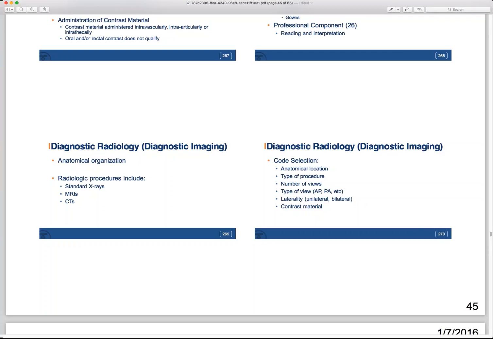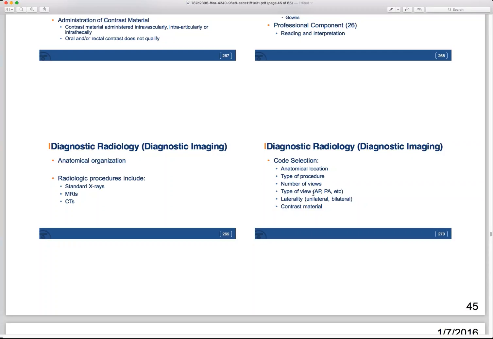I like this, right? First, you need to know the anatomical location. Where are we? What body part are we getting ready to perform this radiology procedure on? What type of procedure? Is it an X-ray? Is it an MRI? Is it a CT? Is it an ultrasound, right? They're going to give you that in the question, so you're not going to have to figure it out. How many views? Is it 1 view, 2 views, a minimum of 4 views? You're going to have to get that information from your question.